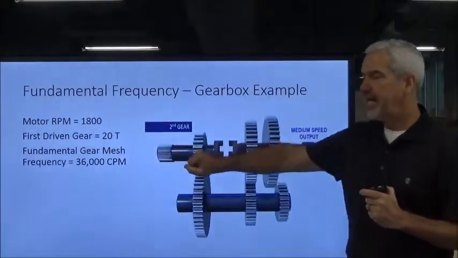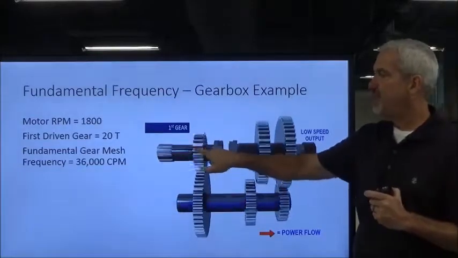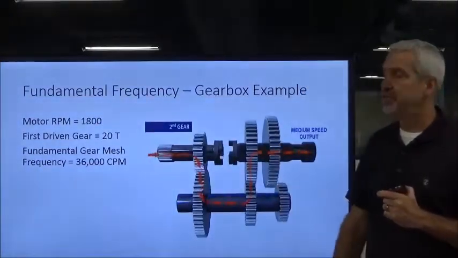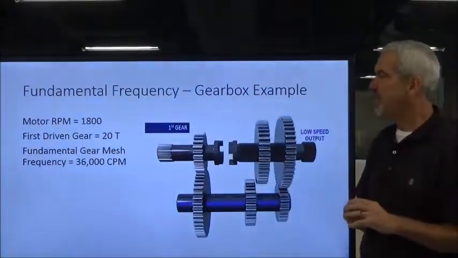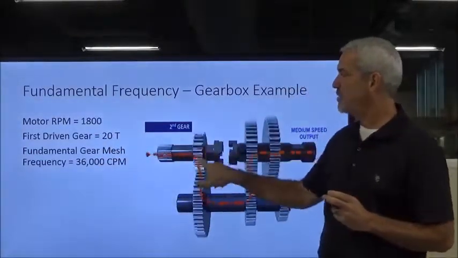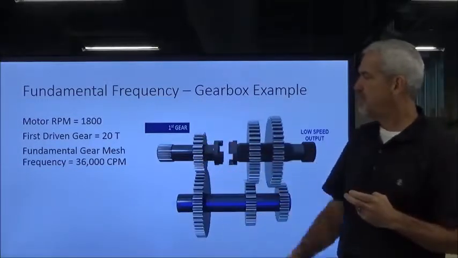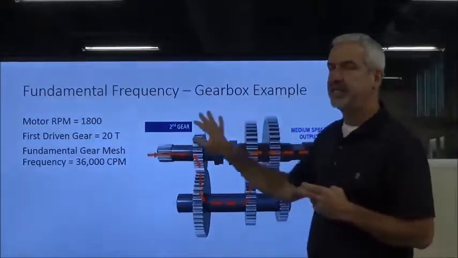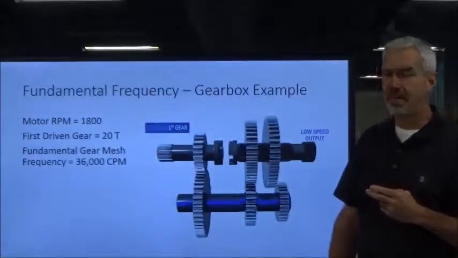So if we're running our motor at 1800 RPM on the input shaft of the gearbox, then we take the number of teeth on that first gear and multiply it by the RPM of the input shaft. That gives us our fundamental gear mesh frequency. In this particular case, we've got 1800 RPM and a 20-tooth gear, just using a number out of the air. So our fundamental gear mesh frequency for the gearbox is going to be 36,000 RPM.